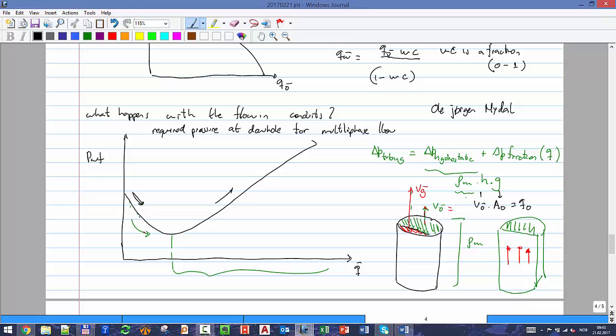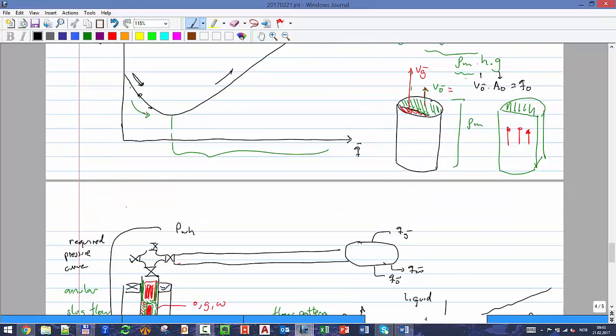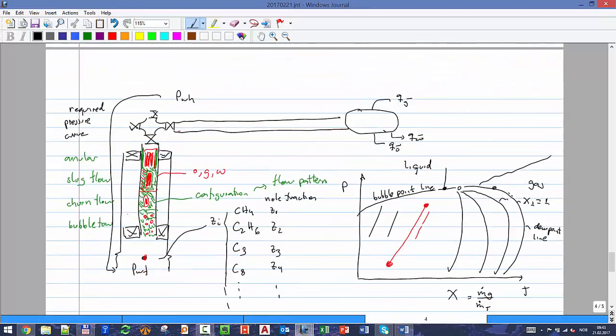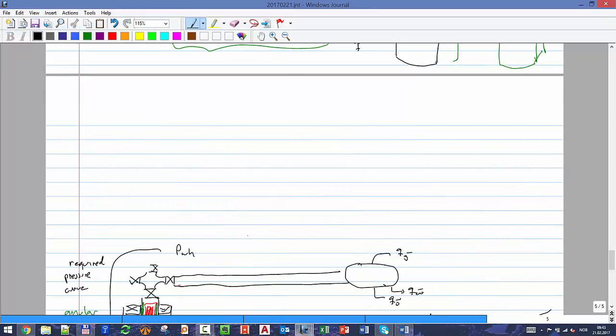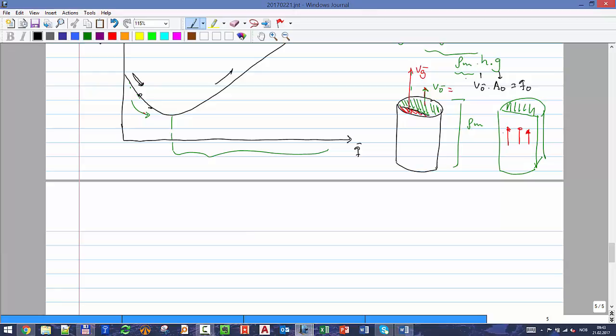But then as I increase the speed of the fluid, as I increase the total rate, that shear force that the gas is exerting on the oil is helping it to go a bit faster. And when it goes a bit faster, then the cross-section area is going to be reduced.